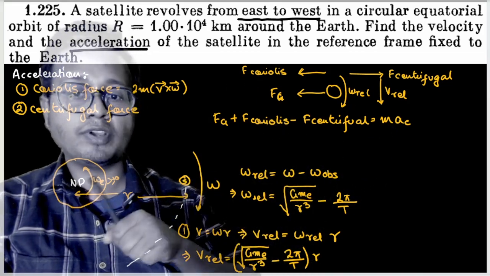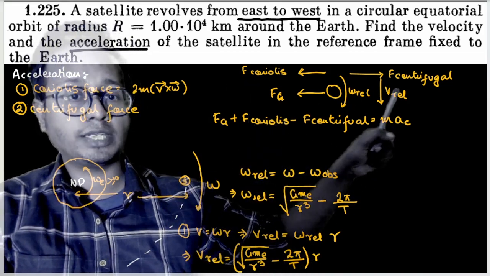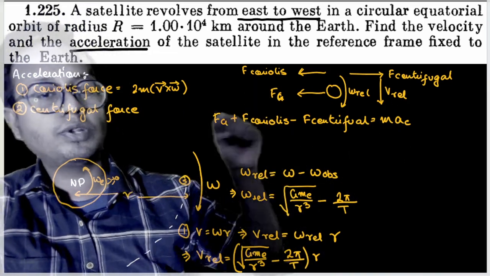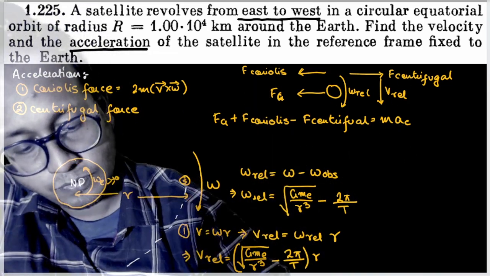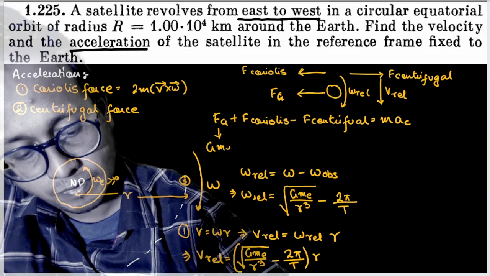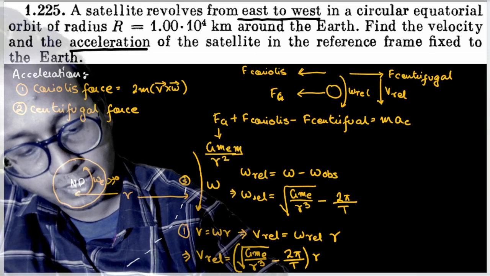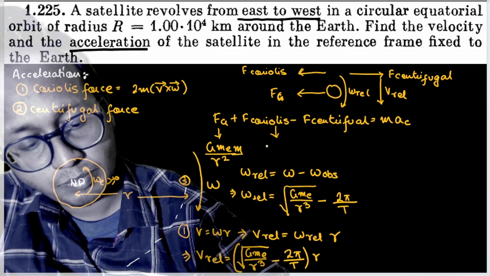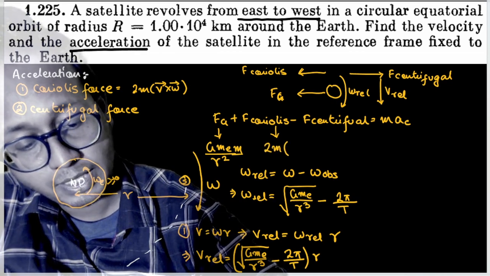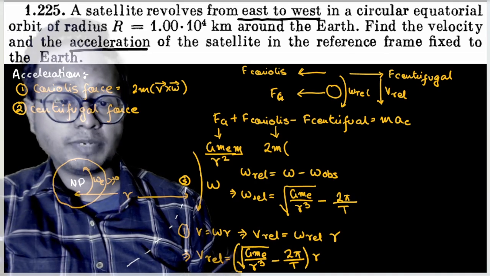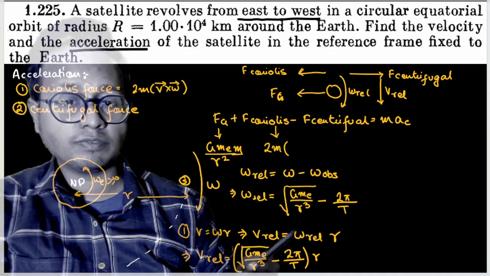Okay, so whenever I have a rotating frame, two additional pseudo forces act out there. The first one is centrifugal force, the second one is Coriolis force. The force of gravitation is G times mass of Earth divided by r square, into mass of satellite. Coriolis force is 2 into mass of satellite into velocity of satellite with respect to Earth, or with respect to the observer.